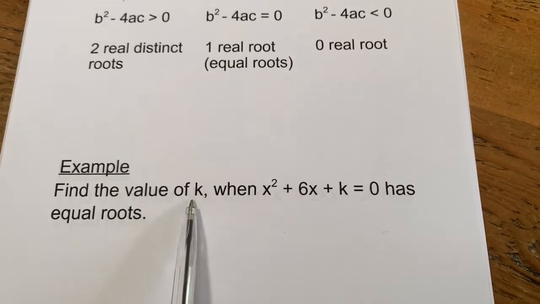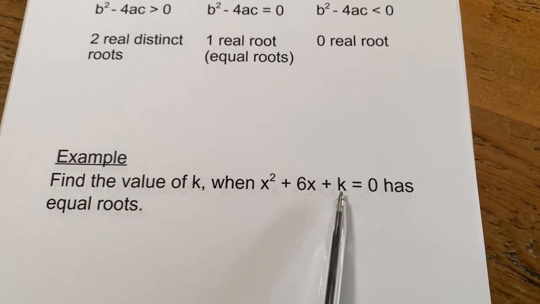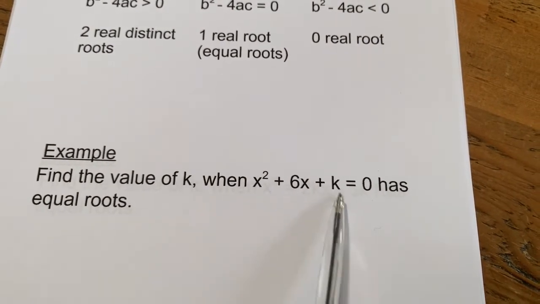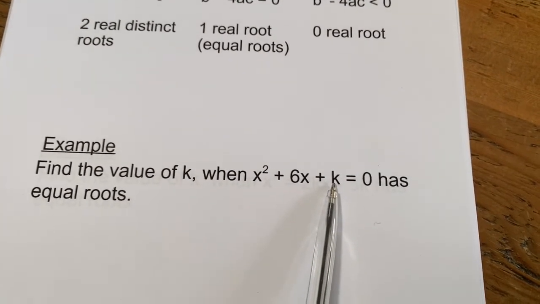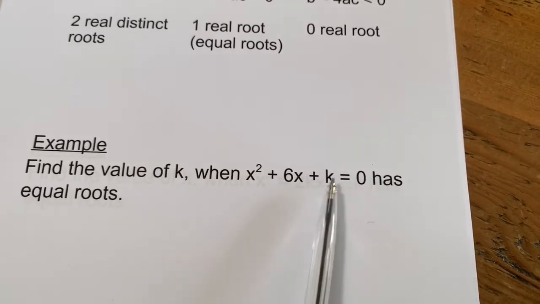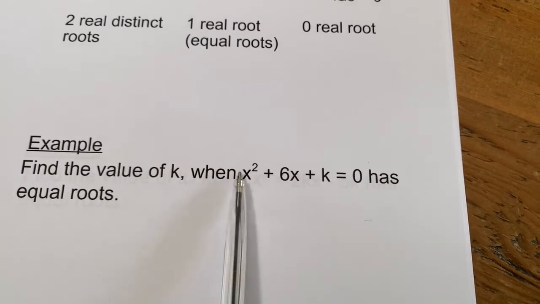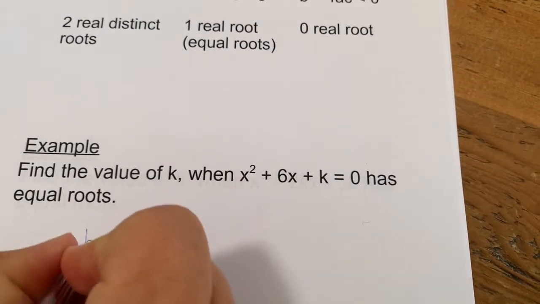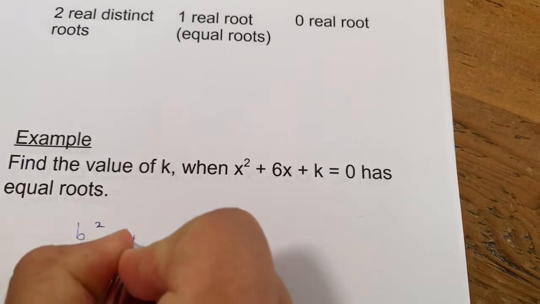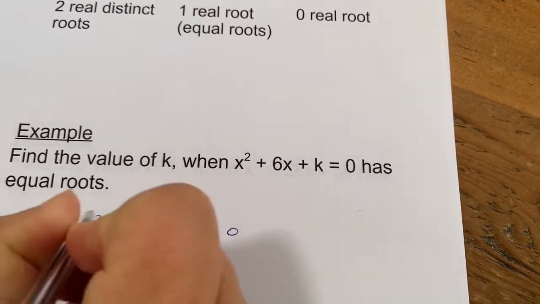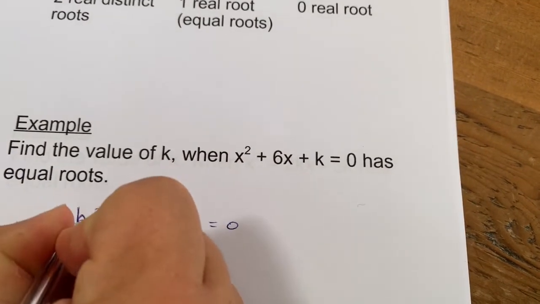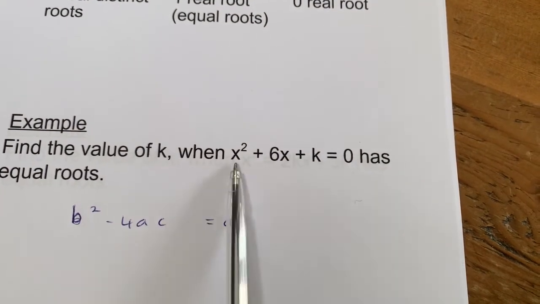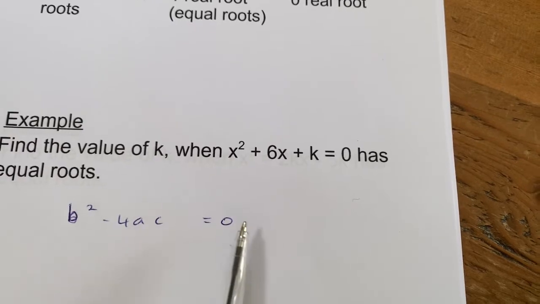We're going to find the value of k when x squared plus 6x plus k equals 0 has equal roots. So here we've got an unknown number, and we need to work out what that is so that this statement here will give equal roots. So when this gives equal roots, b squared minus 4ac equals 0. So I need to find out what value I'm going to put in here that is going to make this equal to 0.